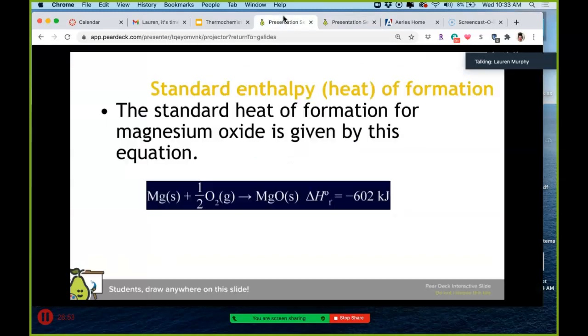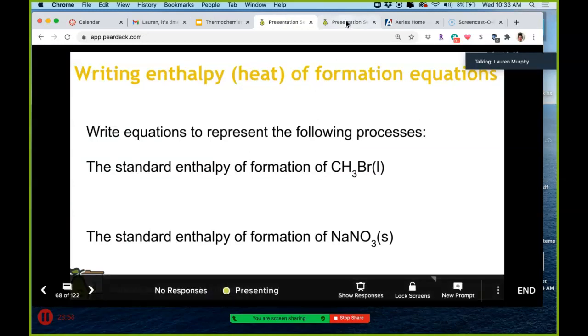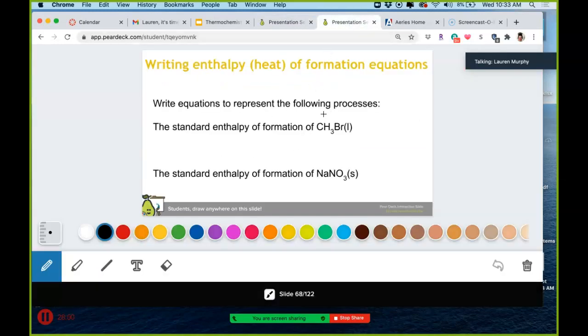So let's try just doing some formation equations. I'm going to do the first one and then you're going to do the second one. We're going to write out formation equations for different compounds. The first compound is called methyl bromide. It's an organic compound. So you go, okay, what elements make up methyl bromide? Carbon is one. It's not a diatomic. Hydrogen is another one. It is a diatomic. And bromine is another one, and it is a diatomic. So these three elements combine to form 1 mole of methyl bromide.